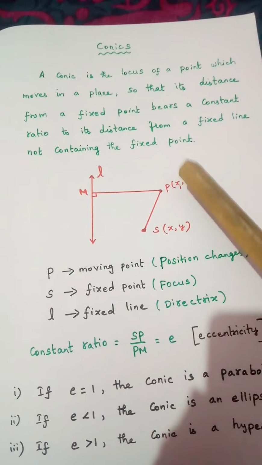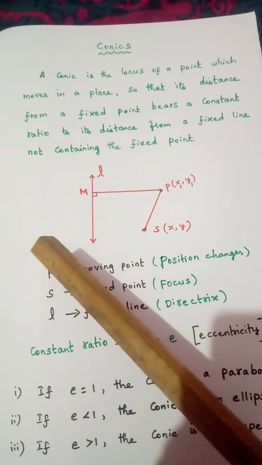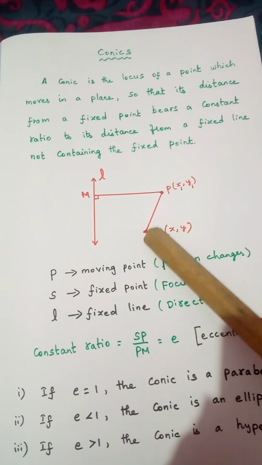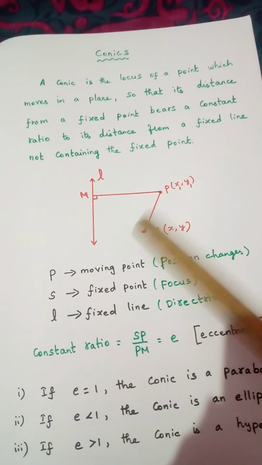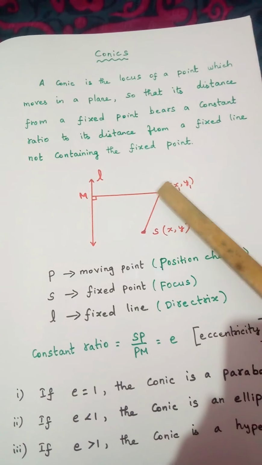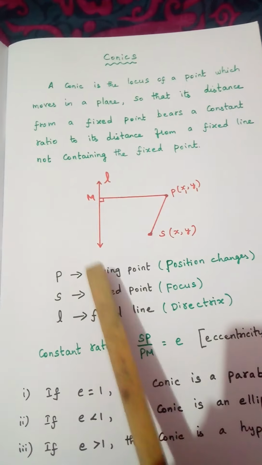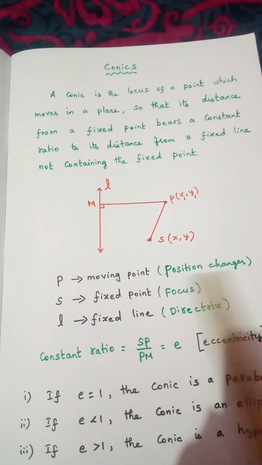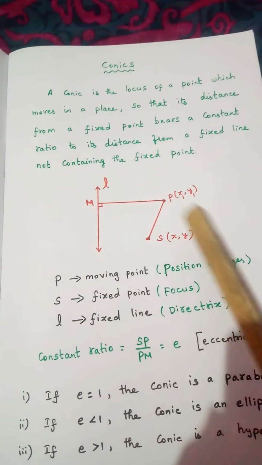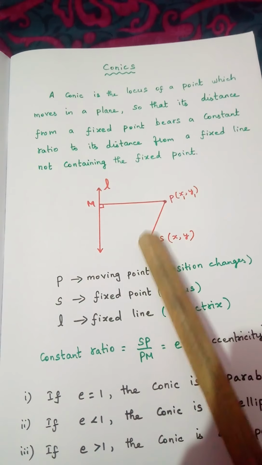Now in this diagram, first we will explain what are all the terms that present in this diagram. Yes, I have placed a point here, S of x comma y. This point is fixed, this will not move. P of x1 comma y1, another point, this is called moving point. So first we will define what is P. P is nothing but moving point. The position changes. This point will move, it keeps on moving. This point will not move. S is the fixed point, x comma y is a fixed point.